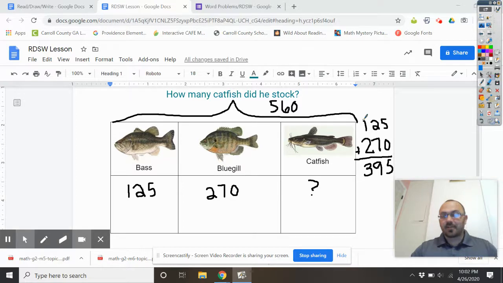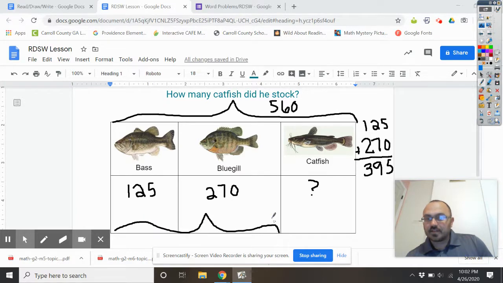So now I got to figure out step two. I got to figure out what is left. So we just determined that these two equal 395. So I got to get from 395 to the total of 560. And how do I do that? I'll give you a quick moment and think about what we are trying to do. If you think that you should subtract, then you are correct.